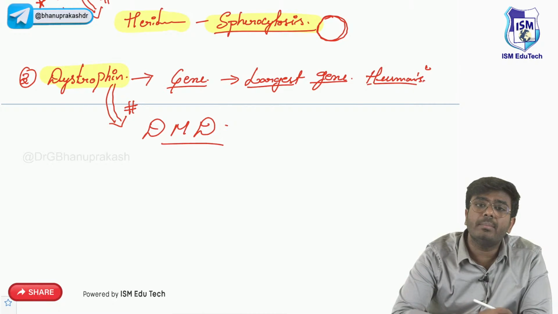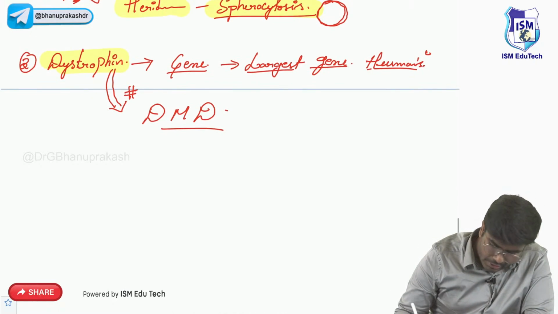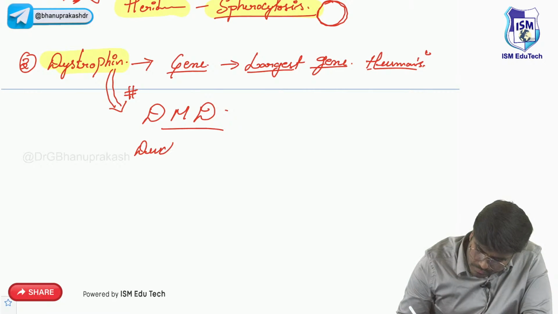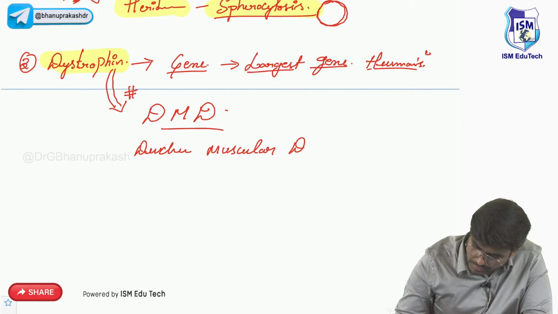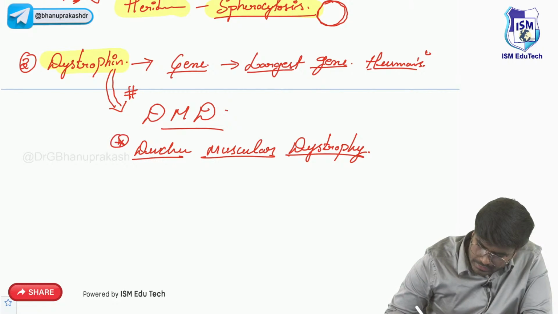DMD. What exactly is DMD? Can you tell me? What exactly is DMD? Yes, excellent guys. It is Duchenne's muscular dystrophy. Okay, so DMD means Duchenne's muscular dystrophy.